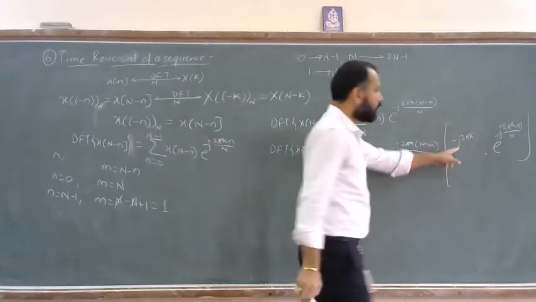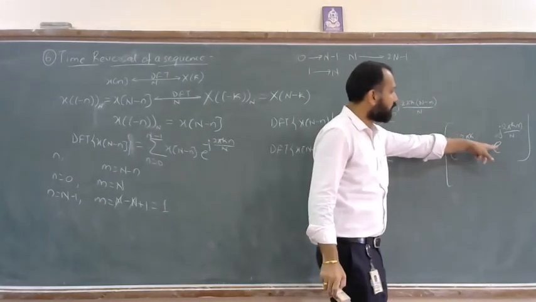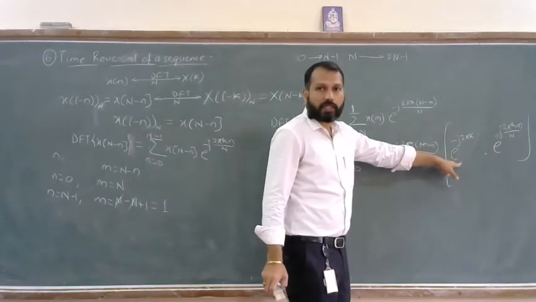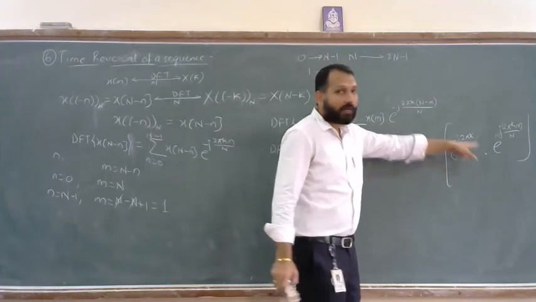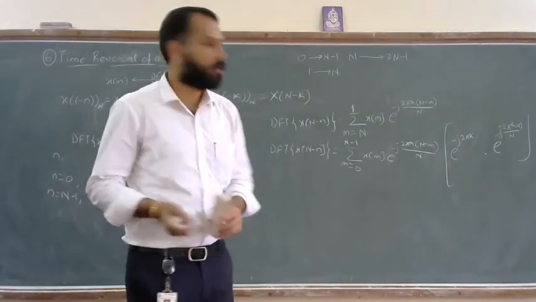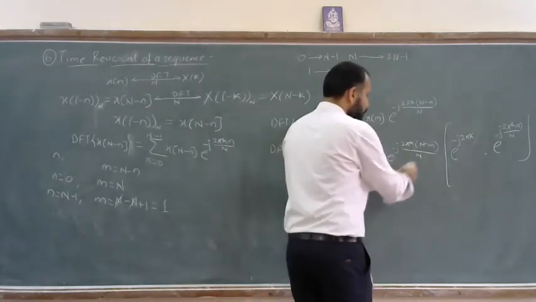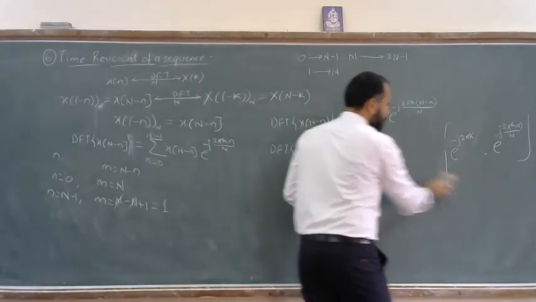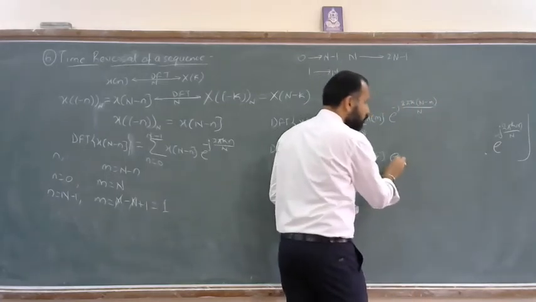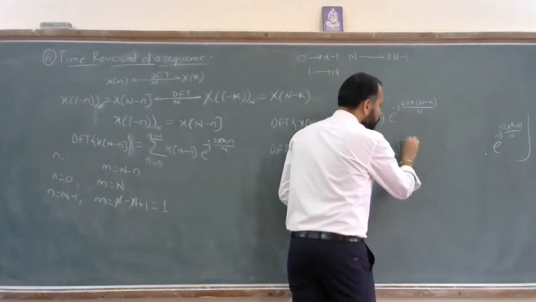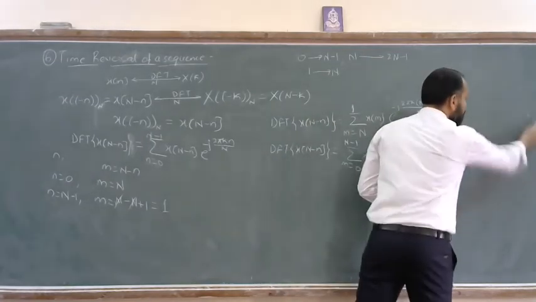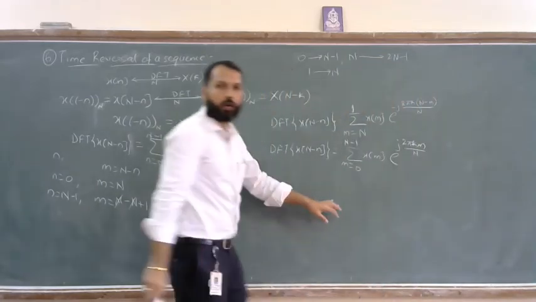e to the power minus j 2 pi k, and the second exponential will be as it is because m is variable. Now, what is the value of this first exponential? In the power, it is an integer multiple of 2 pi, so it will be 1 always. Cosine will be 1, sine will be 0. So this expression will be completely reduced to e to the power j 2 pi k m divided by capital N, because the other exponential will be 1 always.